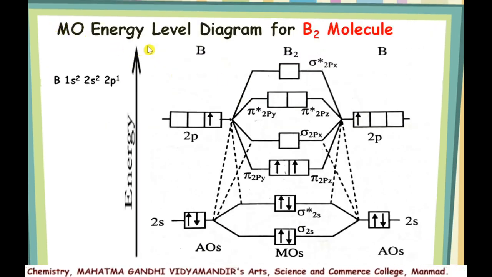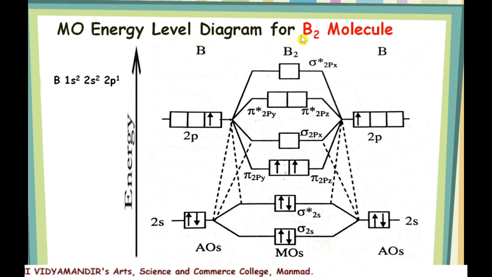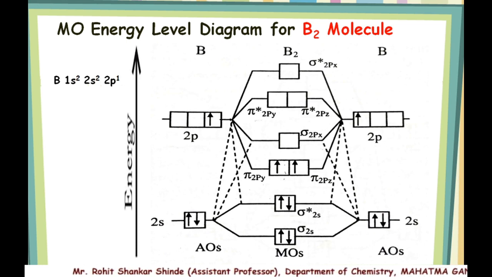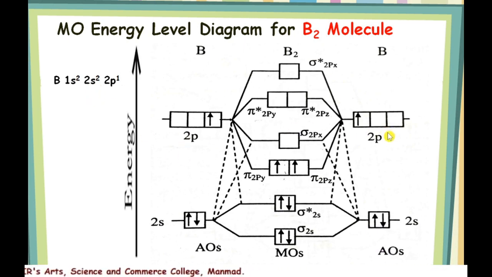Let us see the molecular orbital energy level diagram for the B2 molecule. This molecule is formed by combination of 2 boron atoms. Each boron atom has electronic configuration 1s2, 2s2, 2p1. Here the 1s orbital is lower in energy, so it will not take part in bonding. Hence the 1s orbital remains as a non-bonding orbital. The two 2s and six 2p orbitals of 2 boron atoms, meaning a total of 8 atomic orbitals, form 8 molecular orbitals.